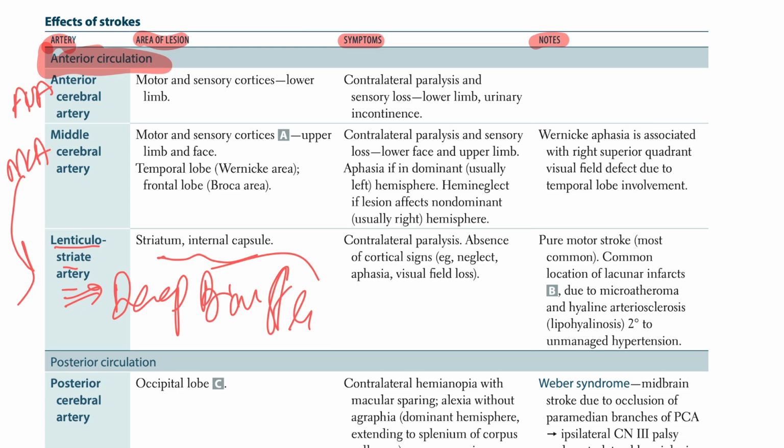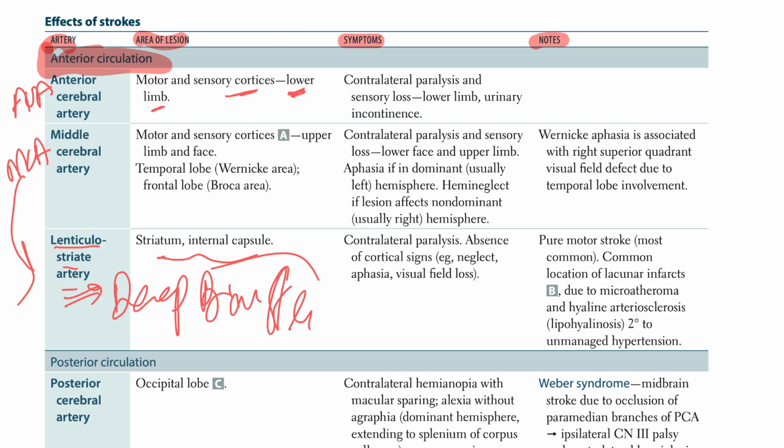But let's look at the areas of lesion. Again, the areas of lesion are going to be what they supply. Simple as that, right? Whatever they supply, if there is an occlusion of this artery, it's going to cause a lesion in that area. So what does the ACA supply? Well, ACA supplies the motor and sensory cortices of the lower limb.